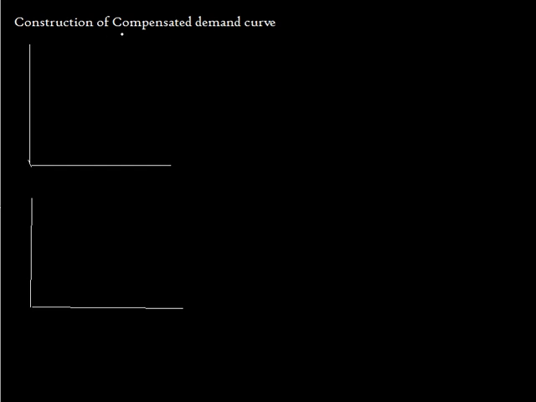Now, compensated demand curve is also called Hicksian demand curve. Okay, that is, it is also called Hicksian demand curve. Now, this is the relationship between quantity demanded and price. This is actually not a two-way relationship.